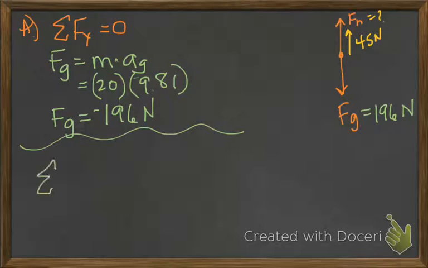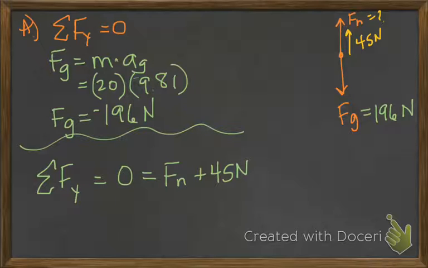We know we want it to be equal to 0. So in the positive direction, you've got your normal force, which we don't know. We also have the 45 newtons in the positive direction. And in the negative direction, what do we have? Force due to gravity. Why isn't it negative? Really it is, because it's in a negative direction. Subtract the 196 newtons.